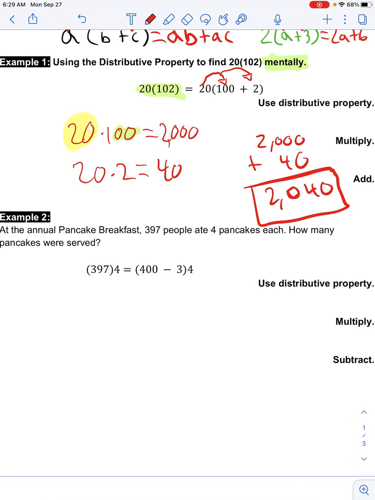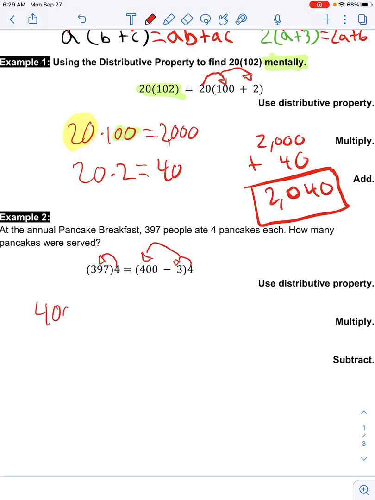All right, Mr. Larson's favorite, pancake breakfast. 397 people ate 4 pancakes each. How many pancakes were served, okay? So again, the distributive property tells us to do 4. Well, this is just multiplying. This tells us to do 397 times 4. I don't know what that is off the top of my head. However, I could figure out 4 times 400 a whole lot easier. And because I added 3 extra units in order to get 397, I need to subtract those 3 units back.